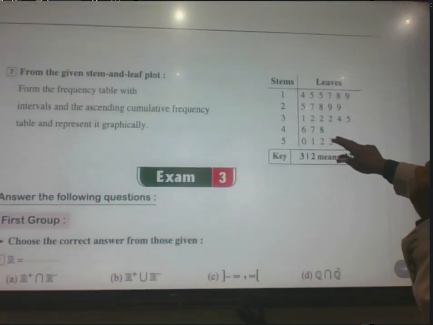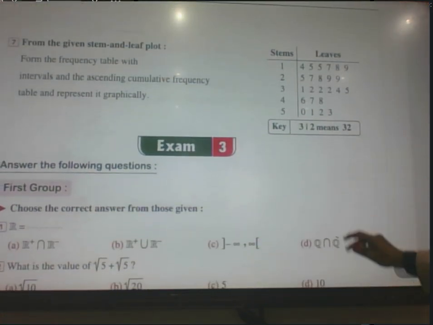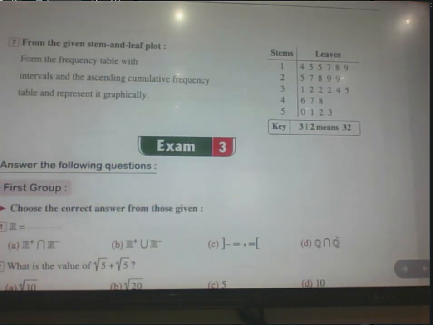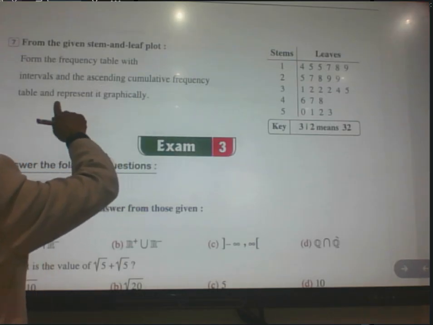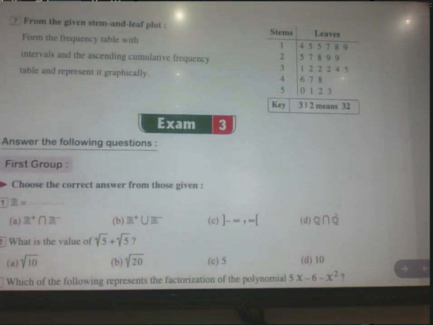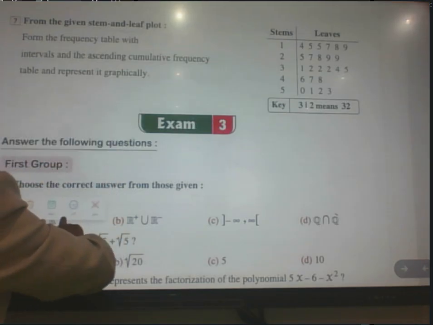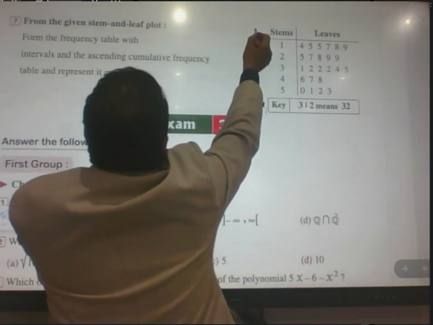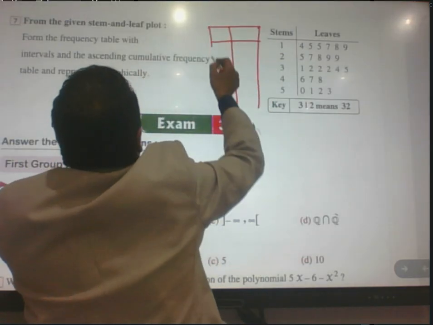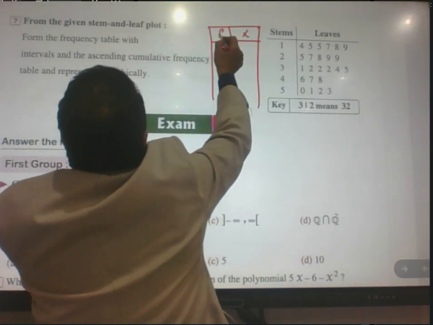Understood? Next question. We want, from the given stem and leaf plot, to form the frequency table with intervals, the ascending cumulative frequency, and represent it graphically. Okay, look at the data here. I will draw the table first, the table about the data right here, sets and frequency.